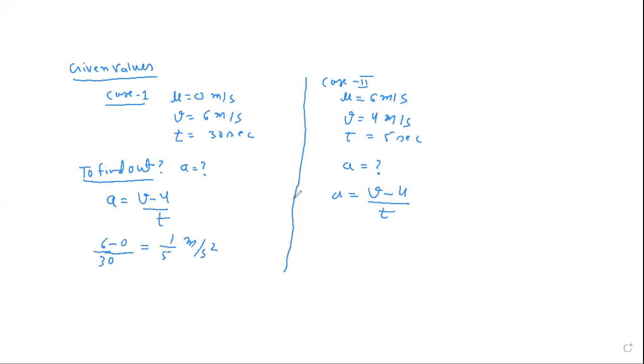Meter per second squared. Put the values here. V is 4, I was saying. U is minus 6. T is 5. This is minus 2 by 5.